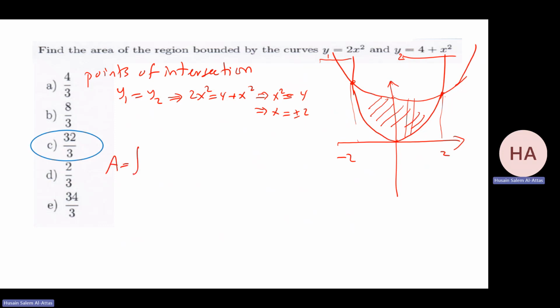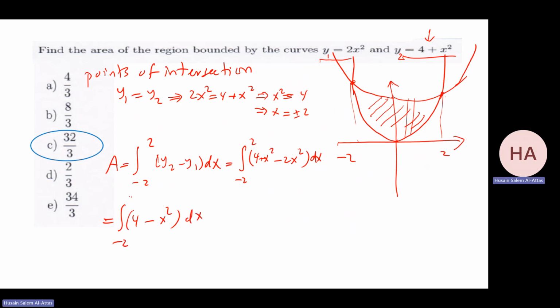So my area is the integral from minus 2 to 2 of what? The upper is this one, so it's y2 minus y1 dx. y2 is 4 plus x squared, minus 2x squared, which is y1. That gives me the integral of 4 minus x squared dx from minus 2 to 2, which is 4x minus x cubed over 3 from minus 2 to 2.